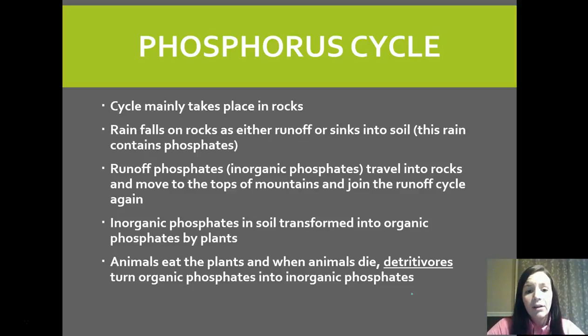There's inorganic phosphates and organic phosphates. The plants take up the inorganic phosphates, but now the plants have phosphates, so they become an organic phosphate source. Then animals are going to eat the plants, or just like the nitrogen cycle, an animal eats an animal that ate the plants, and that's how they get their phosphorus. But when this animal dies, once again, detritivores are important because they turn those organic phosphates back into inorganic phosphates in the soil.